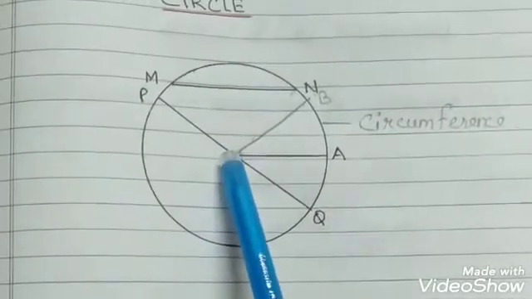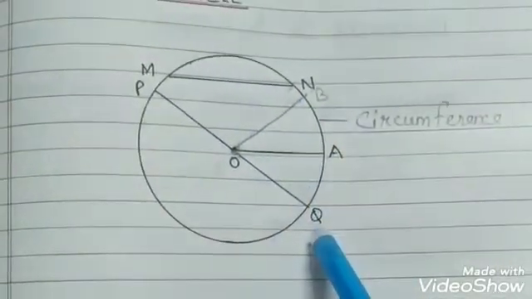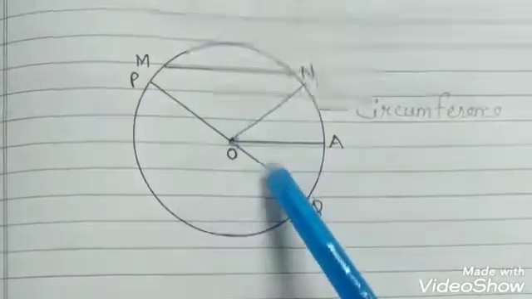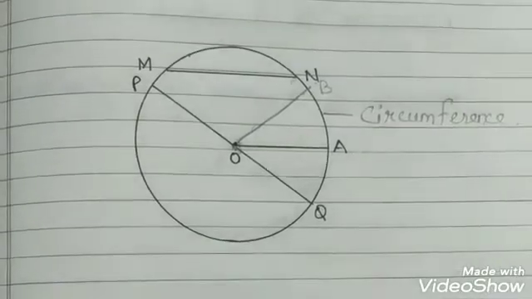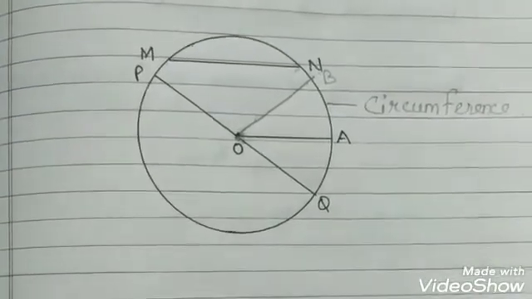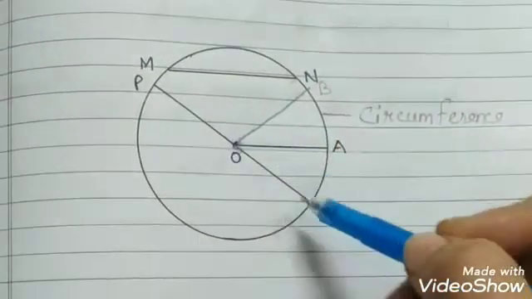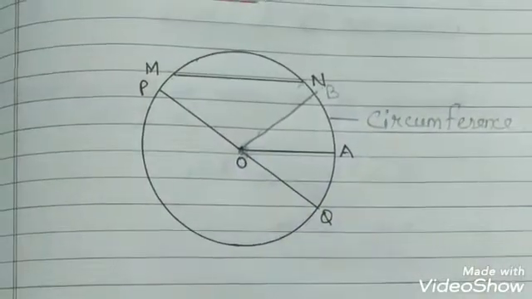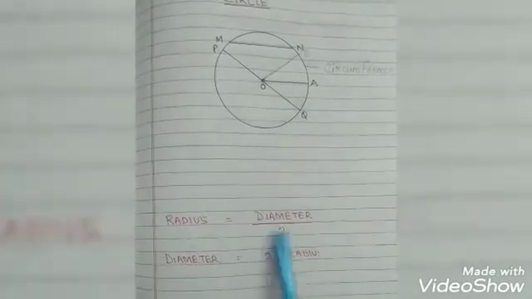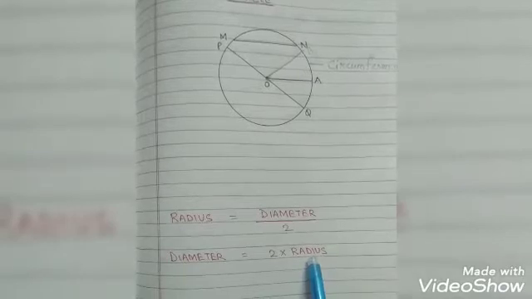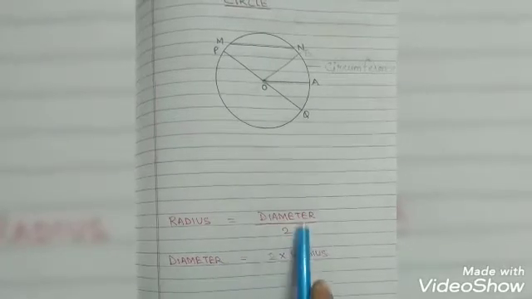That is, PO is one radius and OQ is another one. So these two radii form the diameter PQ. So the diameter is equal to 2 multiplied by radius, or you can say radius is equal to diameter upon 2, and this diameter divides the circle into two equal halves. From here the circle is divided into two equal halves. Now, depending upon these formulas, radius is equal to diameter upon 2 and diameter is equal to 2 multiplied by radius, we can find the diameter when radius is given and radius when diameter is given.